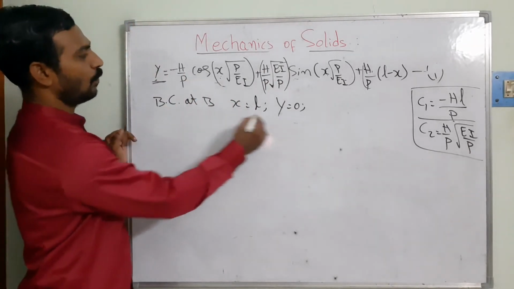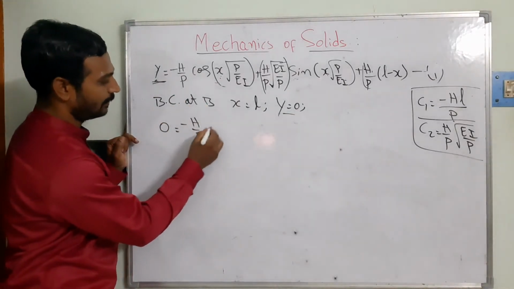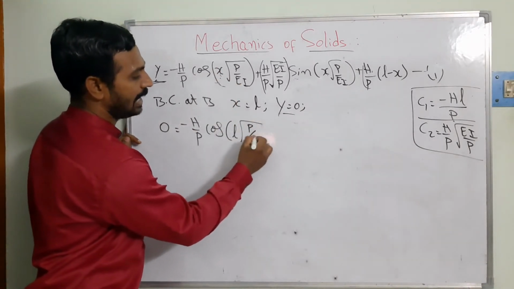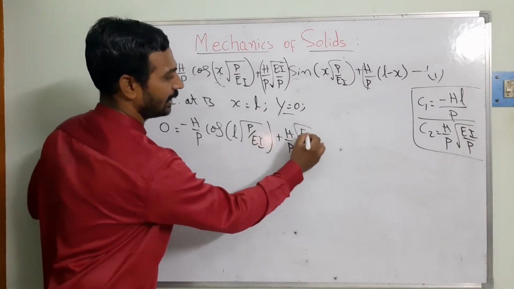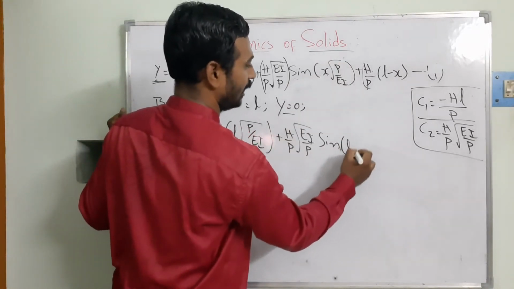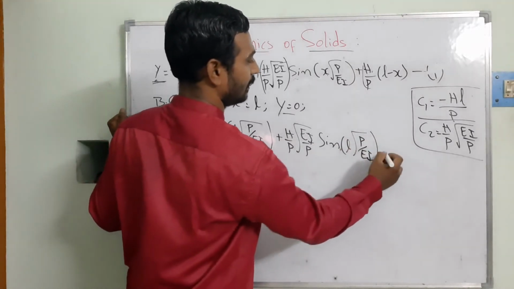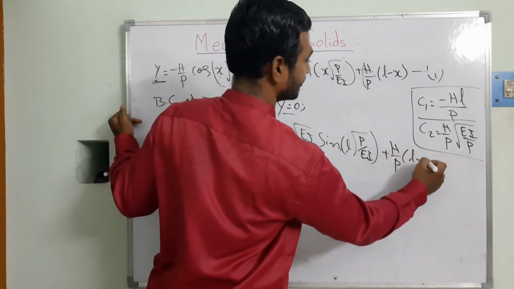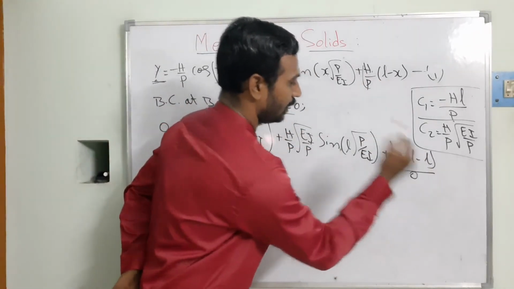So what I'm getting, y is equal to 0 means this equation is going to be 0 minus H by P cos(L square root of P by EI) plus H by P square root of EI by P sin(L square root of P by EI), that's going to be EI plus H by P (L minus L), because x will become L. So that means this parameter is going to be 0.